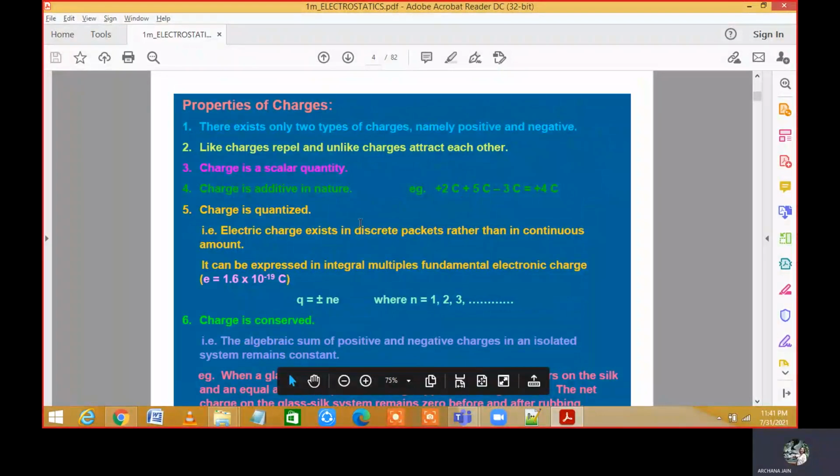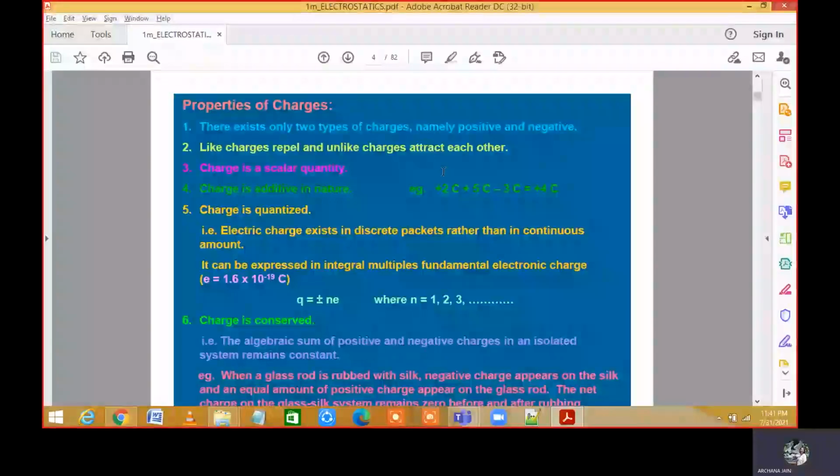Now, properties of charges. There are two types of charges: one is positive and the second is negative. Like charges repel each other and unlike charges attract each other. Charge is a scalar quantity and it is additive in nature. Additive in nature means when we add 2 coulomb, 5 coulomb and -3 coulomb, the positive charges 2 and 5 give 7, and 7 minus 3 is 4 coulomb.